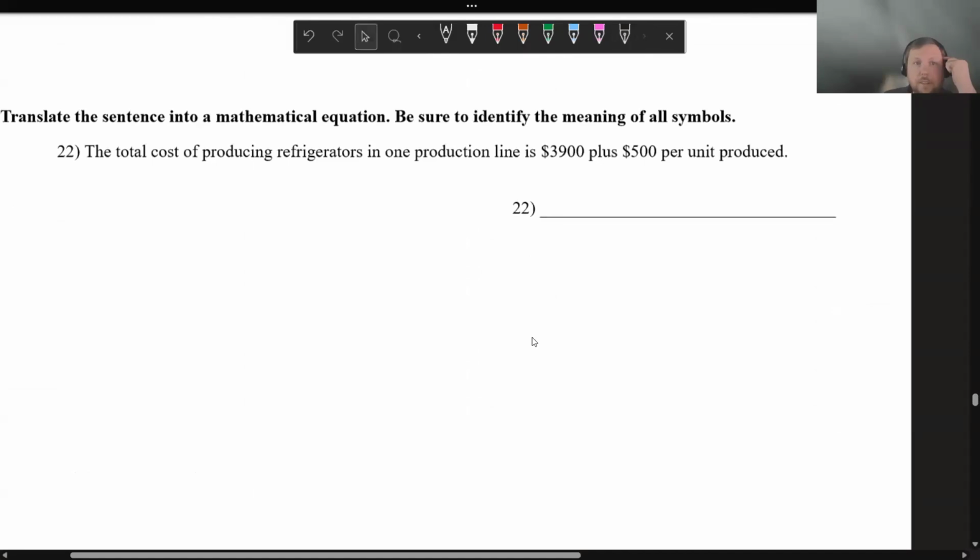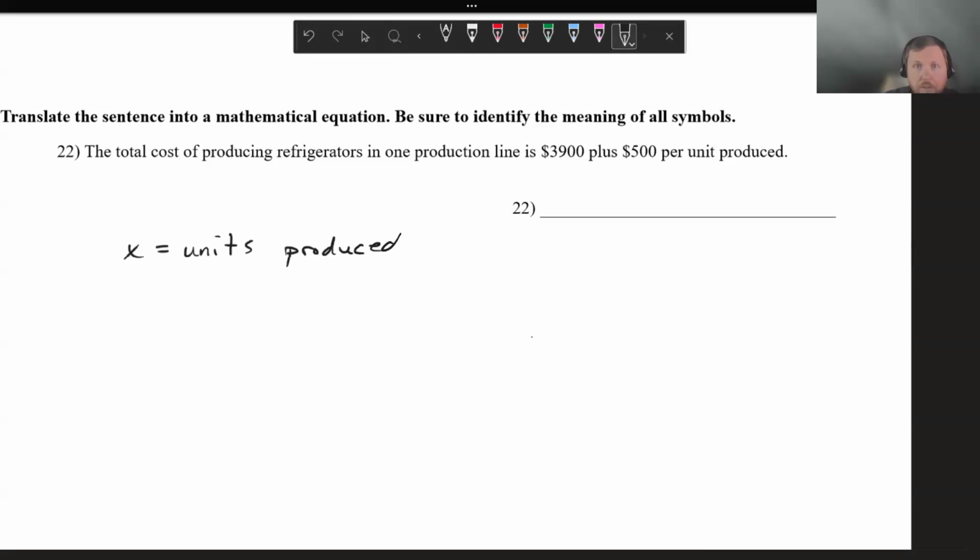Okay, translate the sentence into a mathematical equation. Be sure to identify the meaning of all the symbols. So this is number 22. The total cost of producing refrigerators in one production line is $3,900 plus $500 per unit produced. So let's call X units produced. And then we can say the cost is C. So this is cost.